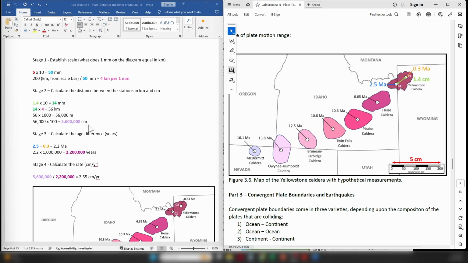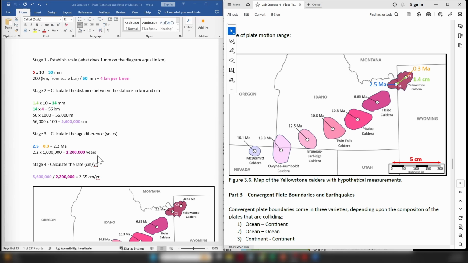So now we need to also work out our difference in years. As you can see, we have the ages for our 2 locations. In this case, the age of location C3 is 0.3 million years and C1 is 2.5 million years. Okay, so we have a situation where 2.5 million years minus 0.3 million years gives us a difference of 2.2 million years. So the difference in age between location C3 and location C1 is 2.2 million years. So now we need to convert that into years. So we're simply going to take our 2.2 million years, multiply it by a million, and that's going to give us our difference in age in years.